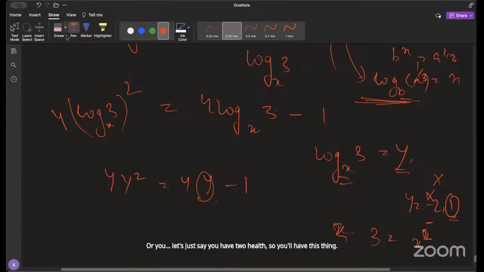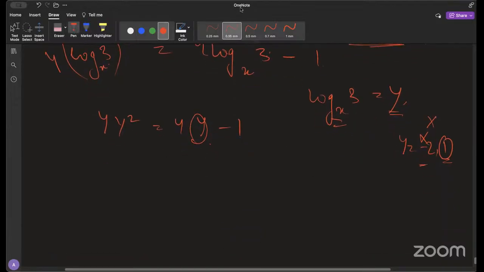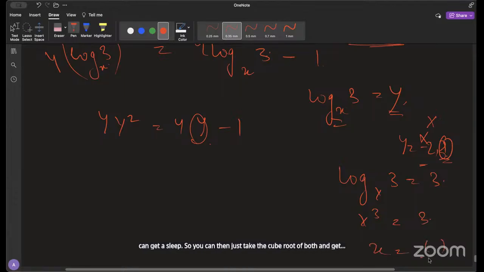Is that okay? Let's write it down. If you have this thing, let's just say this thing is 3. And you have 3 here. That means if you raise this, you'll get a 3. So you can then just take the cube root of both and get the solution.